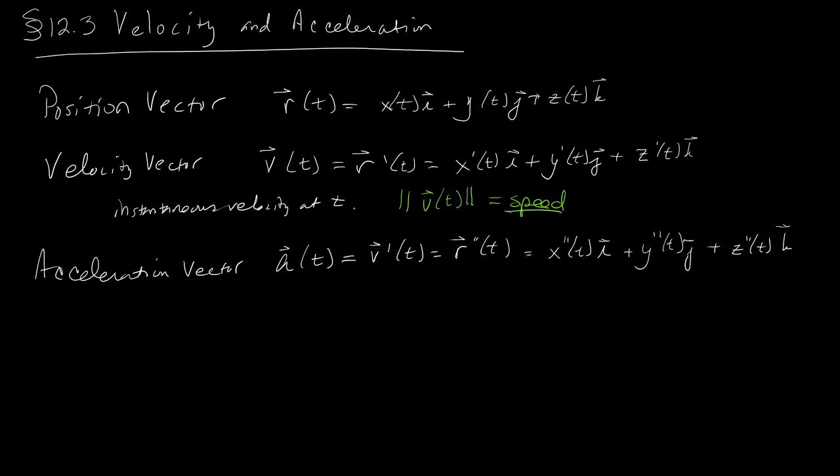So we are going to use these to find velocity and acceleration vectors, to find the speed. We're also going to use it to solve for position vectors. So given an acceleration and some point, we'll be able to work our way backwards to find the position vector. So we're going to do all of these things. Let's begin with an example.